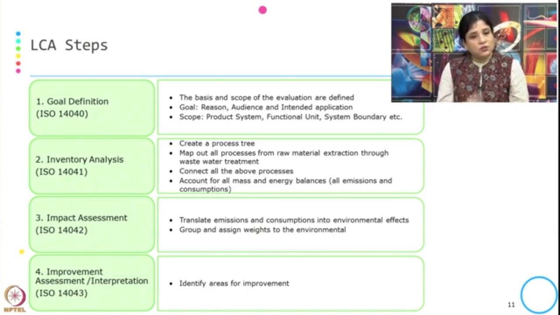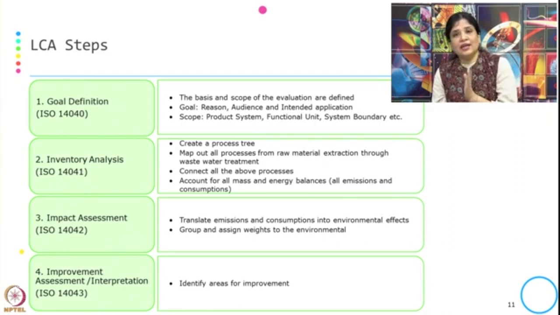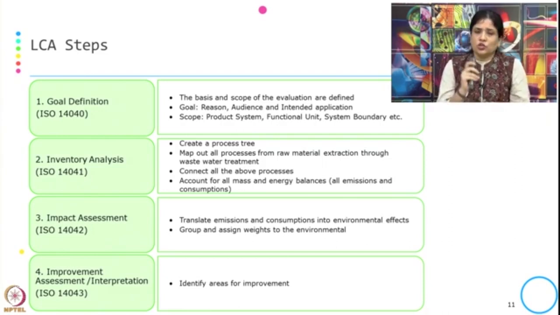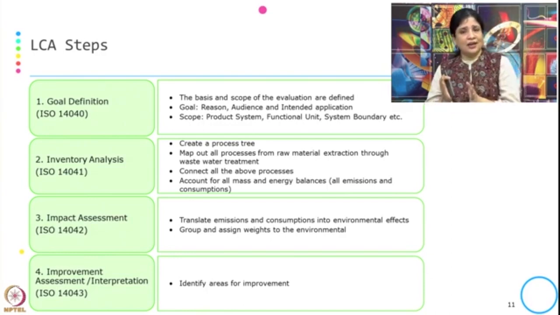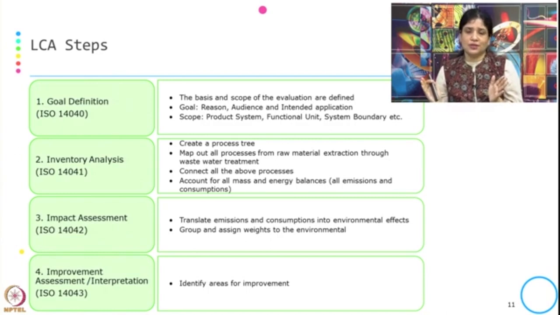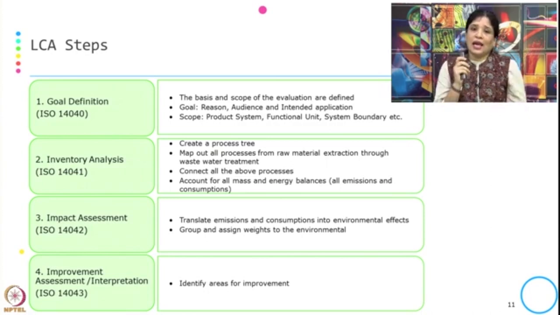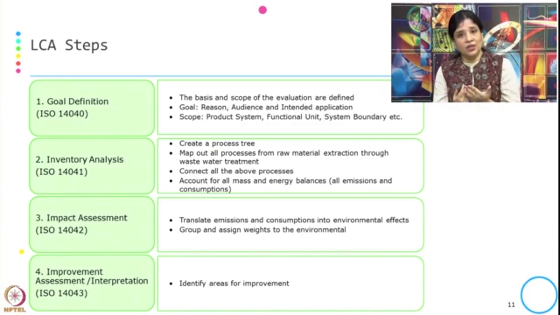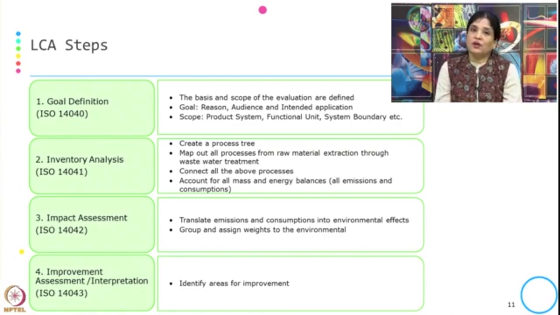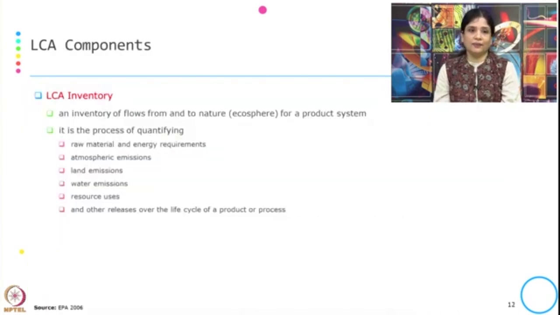Then in the last step, improvement assessment and interpretation, typically the areas of improvement are identified. So, there are four steps of LCA: goal definition, where the goal and scope are identified; inventory analysis, where all the material and energy used in the different parts of the production process are listed; impact assessment, the environmental impact of whatever is being used in the listed inventory; and step 4, where the areas of improvement are identified.